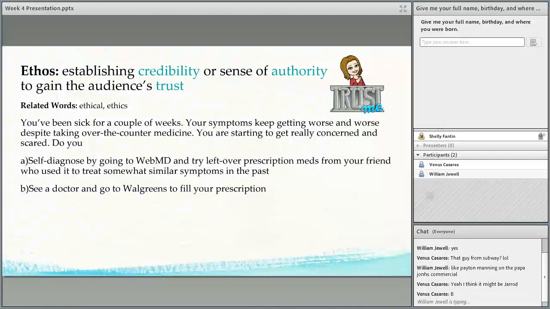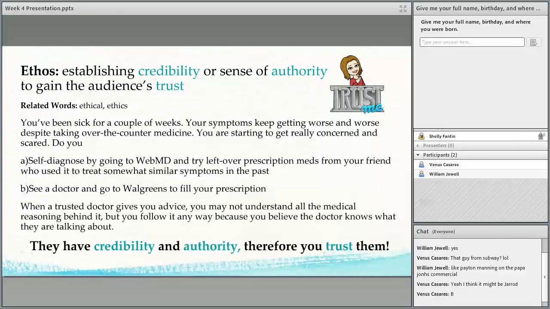B, yeah, obviously, you should do B. Some people would do A, but that's not the best choice. Okay, so B is the right answer. And the reason why is you go to a doctor because they're a credible source. They have some authority, they have your trust. That's what you would do.